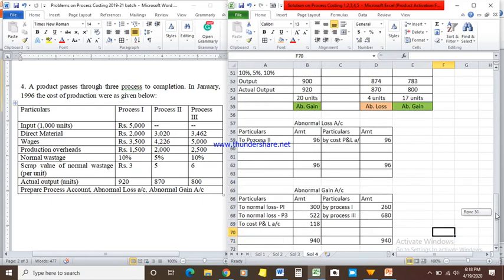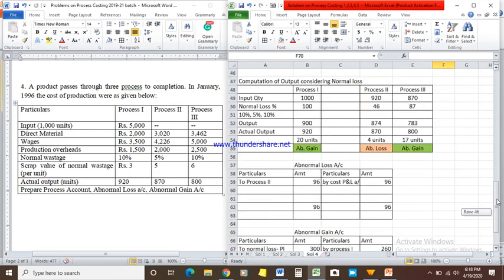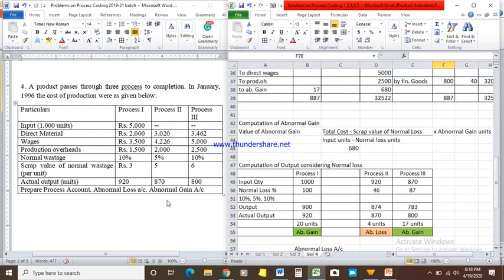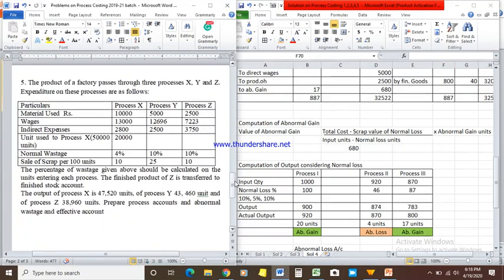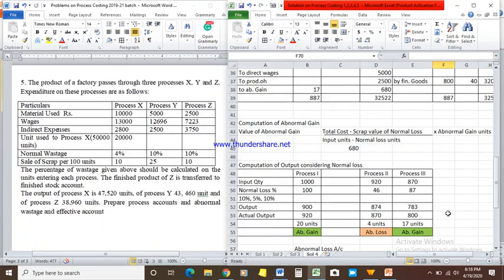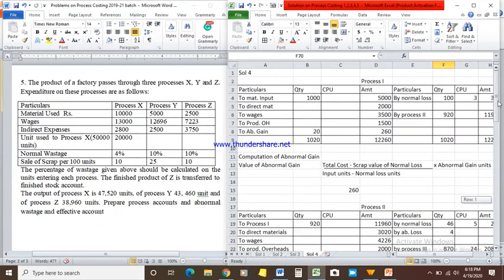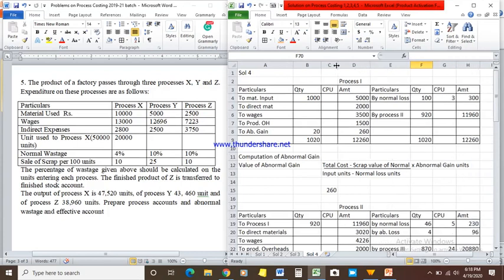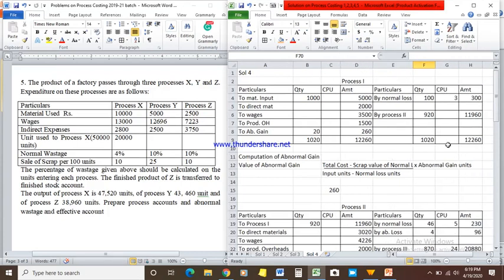Some of the learnings from this particular problem are how to find out whether a particular process has abnormal gain or abnormal loss, how to quantify that abnormal gain or abnormal loss, and then how to prepare the abnormal loss and abnormal gain account. In the same approach, we have the fifth problem here. I am just keeping the fifth problem for you to go through, and in the same fashion what we have done for problem number 4, I request you to try it out. In case you have any query, you can always mail me your doubts, and I can answer back to your mail.